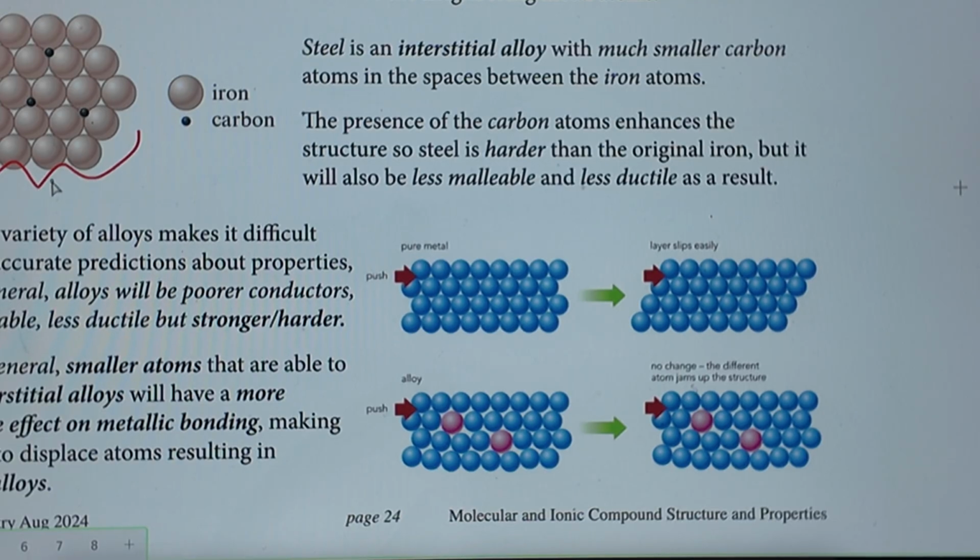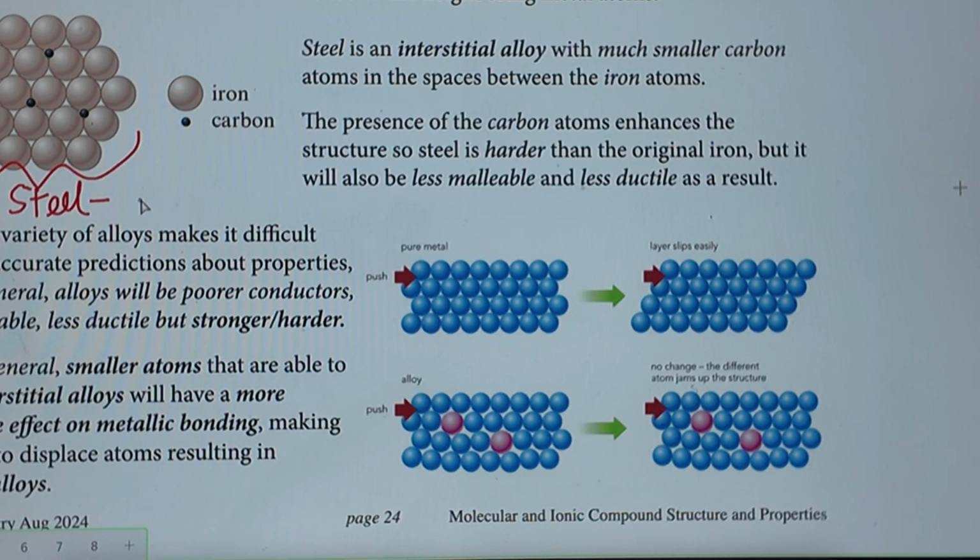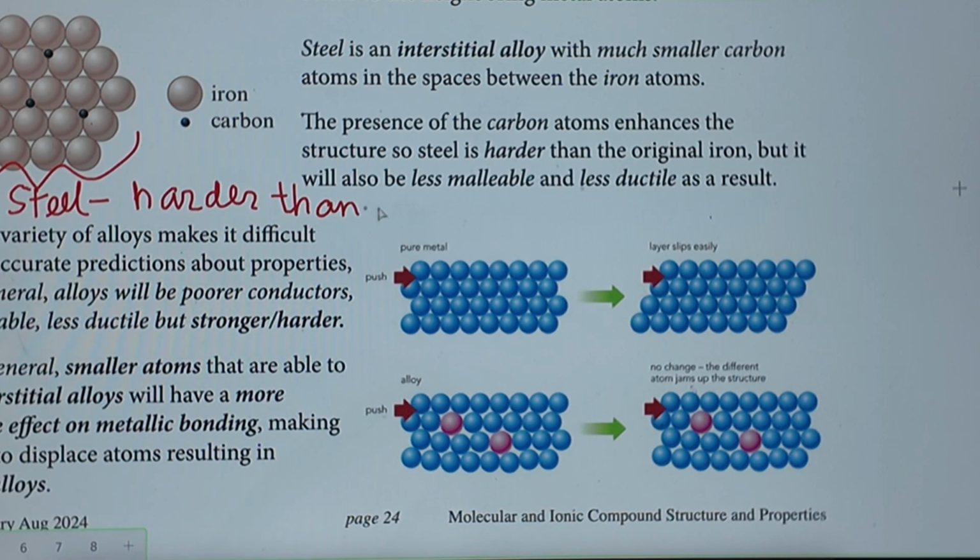But it'll be less malleable. Well, that makes sense. It's more reliable and it's stronger. So steel is much harder than iron.